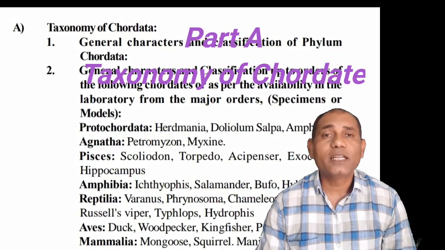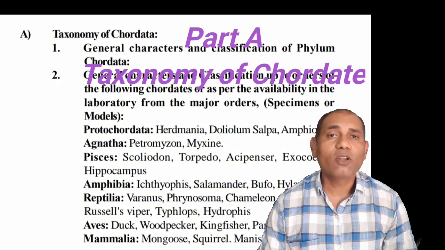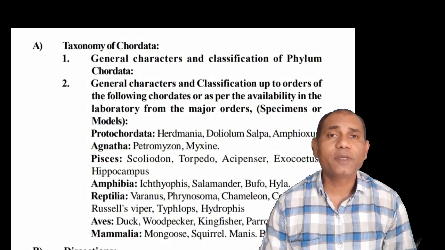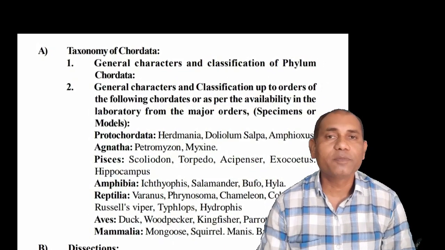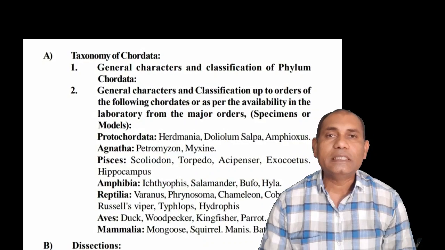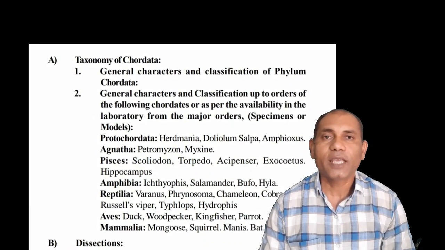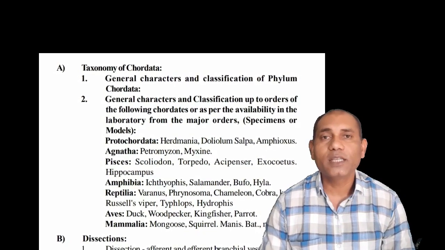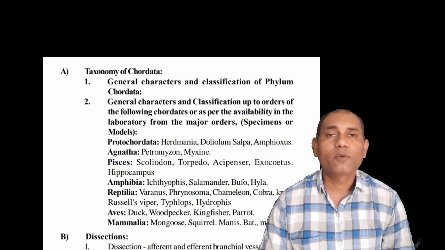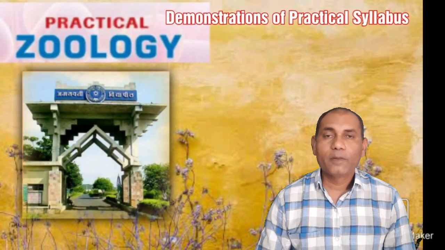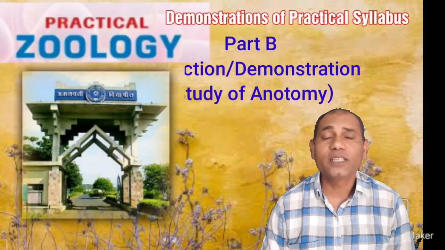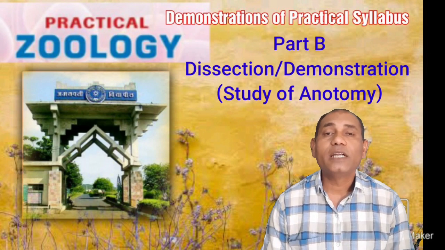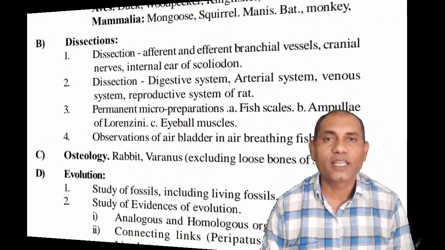In part 1, there is taxonomy. Taxonomy means study of naming, their classification and their descriptions. मतलब इस chordate animals में जितने भी animals हैं उनकी आपको classification करनी है, उनका आपको description करना है. In part 2 there is a dissection. In dissection we have to do anatomical study. Anatomical study में हम different organ system की study करते हैं.